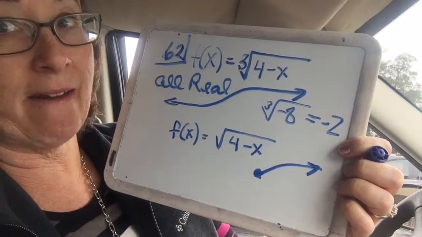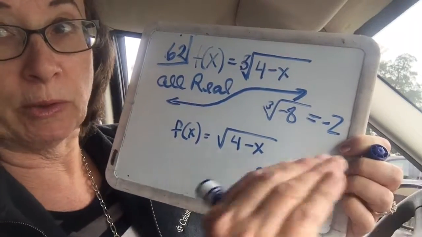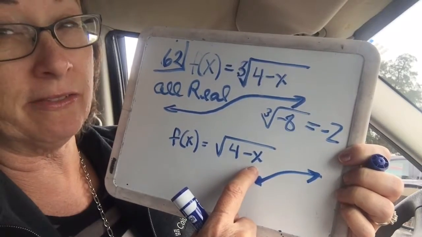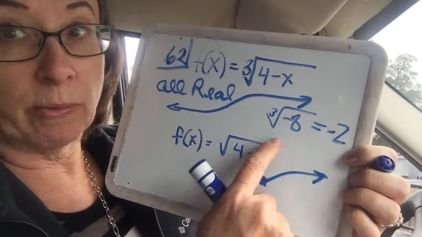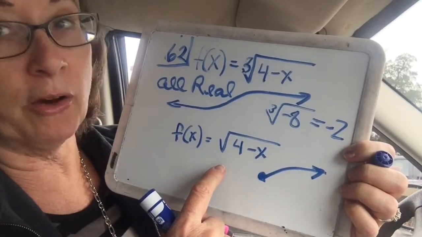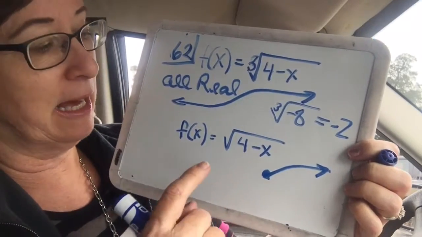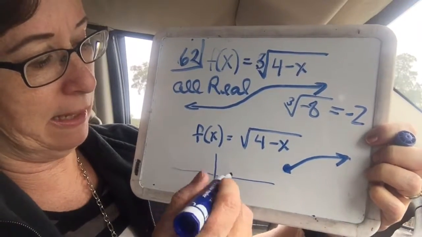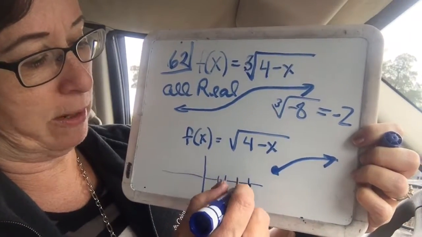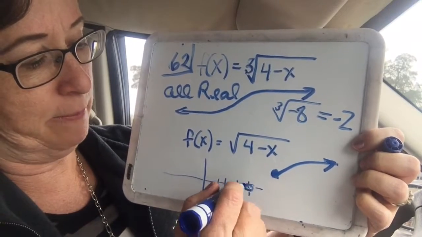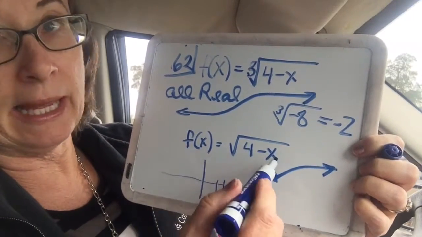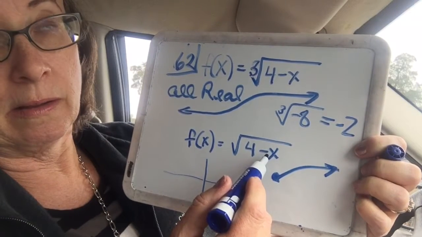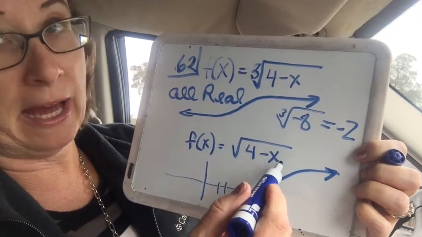But if I plugged in a 5, which would be what we would normally think if we go off to the right, then I get 4 take away 5, which is negative, which means that this is not a real number. But if I plug in a 3, I'm okay. So the graph of this one would be 1, 2, 3, 4, because when I plug in a 4, I get a 0. If I plug in a 5, it goes unreal.